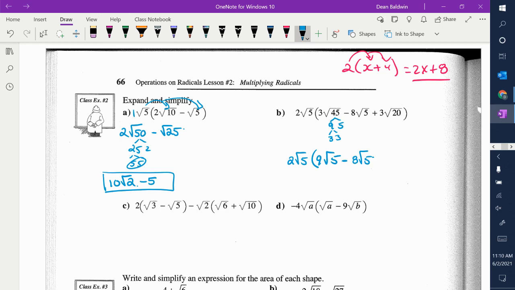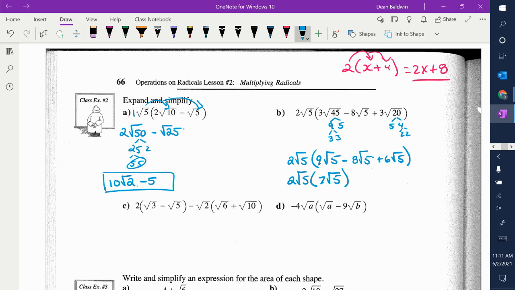What about the root 20? Can I simplify that? Yes: 5 and 4, 2 and 2. 6 root 5. Why did this work out well? Because they're all root 5, so we can combine them together first. Nine minus 8 is 1, plus 6 is 7. So that made our life way easier. This is much simpler than this thing.